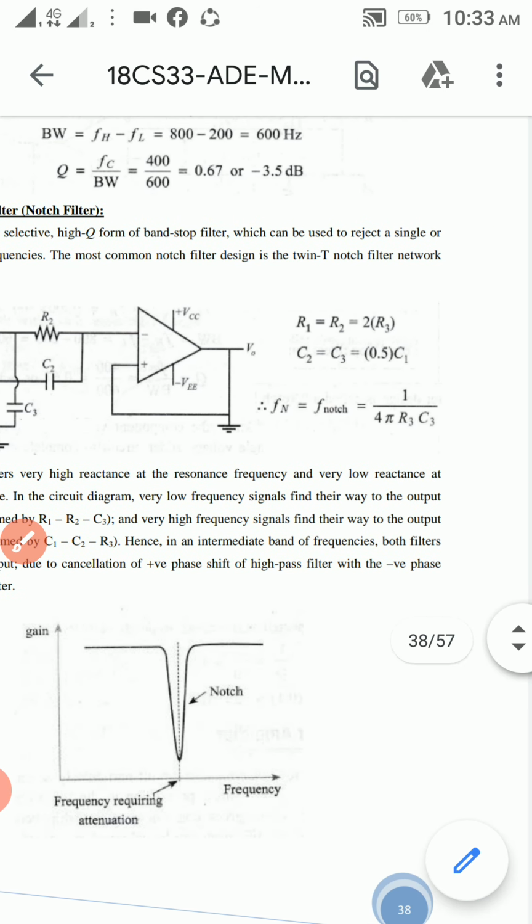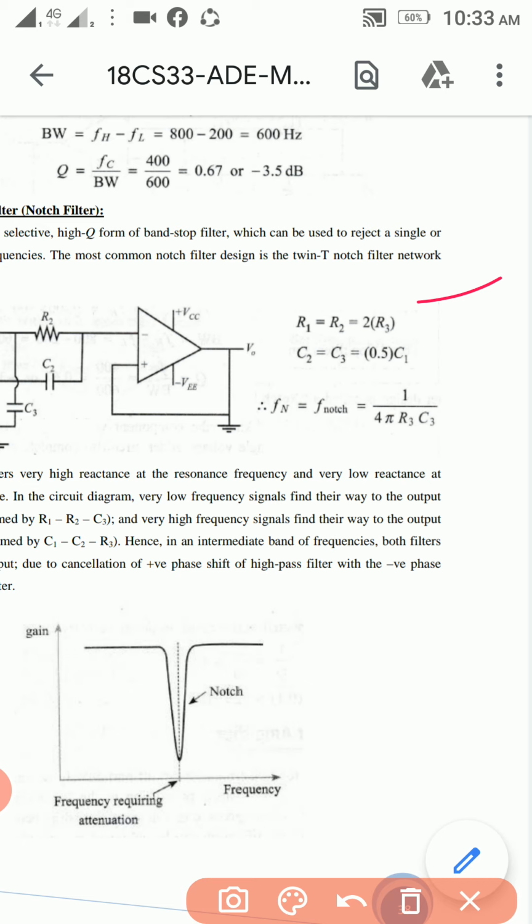R1 is equal to R2, which is equal to 2 times R3, and C2 is equal to 0.5 times C1. And the notch frequency Fn is equal to 1 by 4 pi R3 C3. These formulas you have to remember.